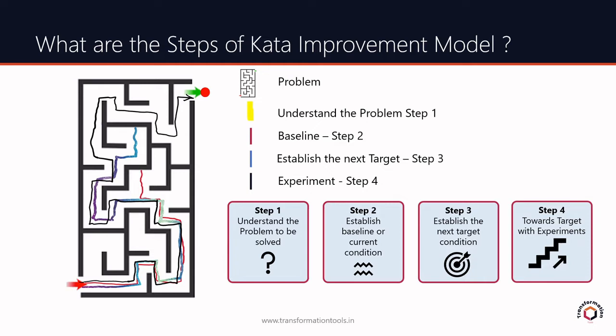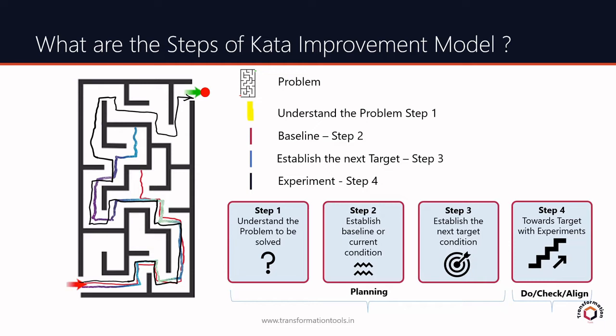Steps one, two, and three are typically the planning steps, where you are understanding the problem, establishing the baseline, and identifying the target condition you need to reach. Step four is the experiments that you will do to reach the target condition. These are iterative experiments, or in terms of software development, the agile methods that you deploy to arrive at the finished product. So steps one, two, and three are the planning steps, and step four is typically do, check, and align.